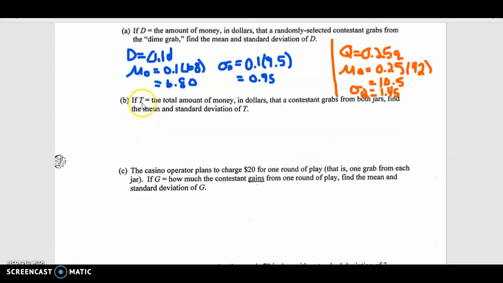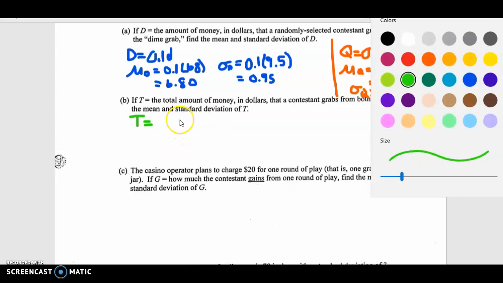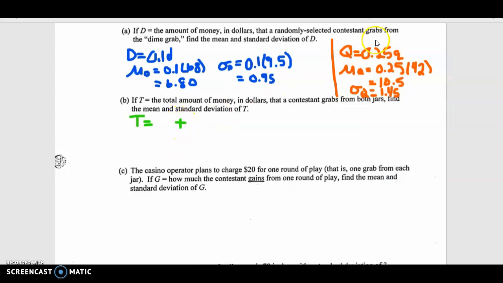Now in part B, they want a new random variable, and they're going to call it T. And T is the total amount of money in dollars that someone grabs from both jars. So they reach in with their left hand into the dime jar and their right hand into the quarter jar. Well, how much money are they going to get out? So that variable T is going to be D plus Q. So the random variable D from part A and the random variable Q from part A that really wasn't part of part A, but we needed to do it for this part.